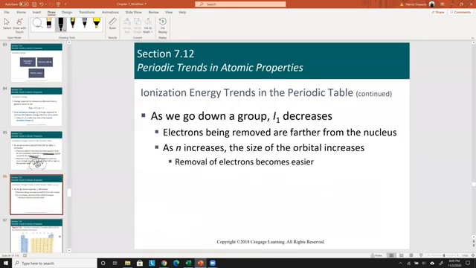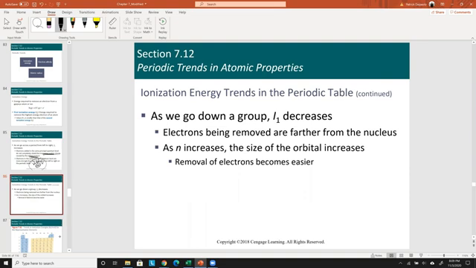Next one. As we go down, instead of going left to right where ionization energy increases, ionization energy actually decreases. Because as you go down, you're increasing protons, but also you're getting new rings. By rings, I mean energy levels. So you're getting more energy levels.